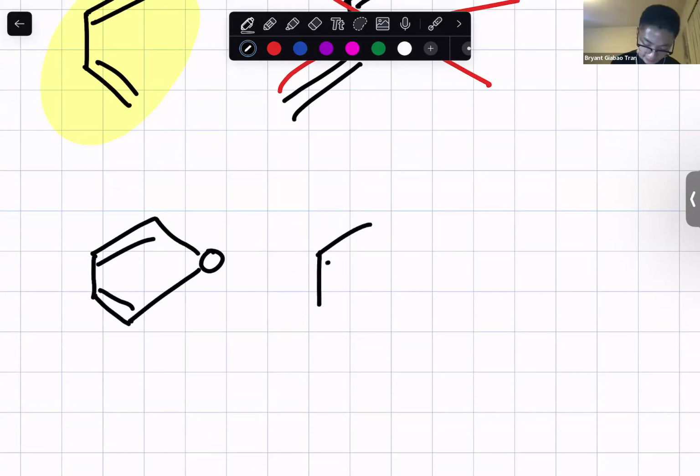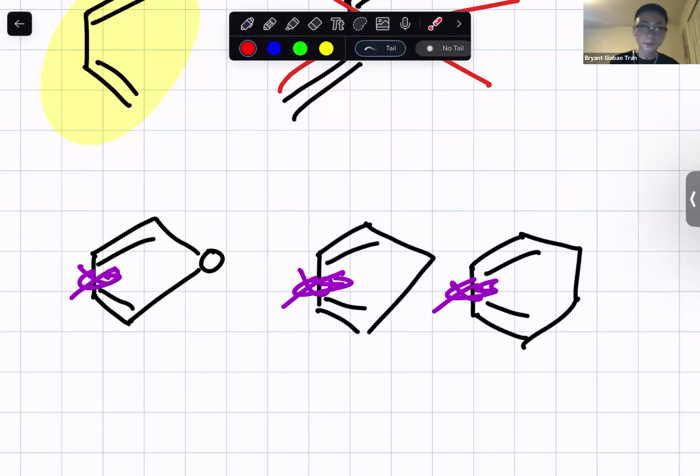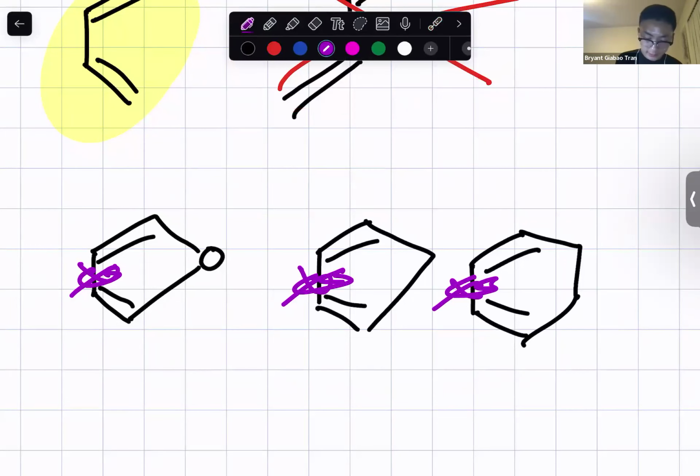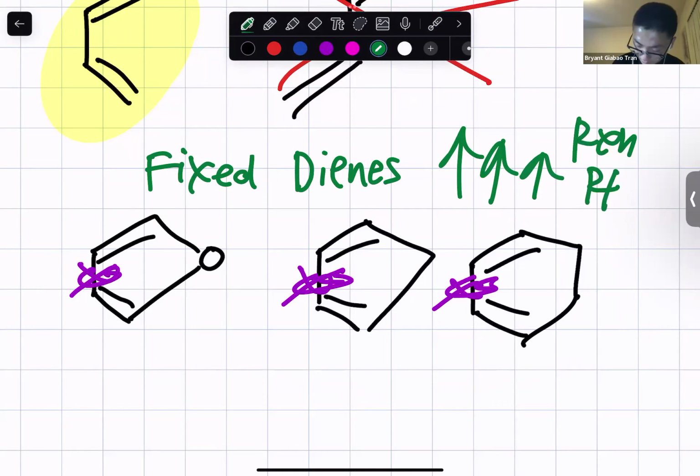So it could be like that. It could be like this. It could be something like that, where there's no way to rotate this single bond because it's locked in a ring. So no way to go back to the s-trans configuration. So these fixed molecules here, fixed dienes, really speed up the reaction rate of the Diels-Alder.